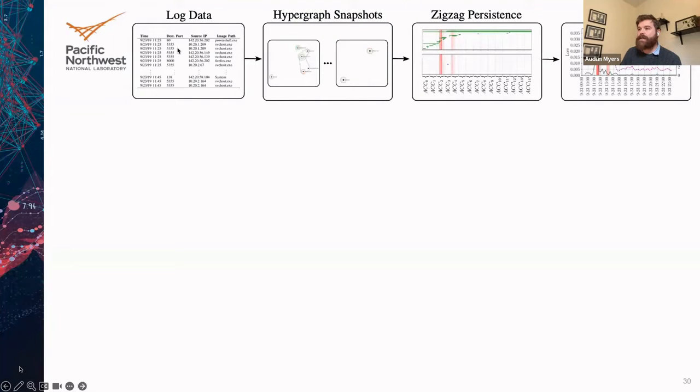What we start with is log data, which is network flow data. It's multi-column, and we can create hypergraphs from this data, 10 minutes of data at a time or 5 minutes of data at a time. Then I can look at how the topology of that hypergraph evolves over time using zigzag persistence. Then we vectorize the barcodes to get vectors, which we feed into an autoencoder to try to do anomaly detection. Anomalies usually correspond to malicious activity occurring in network log data.